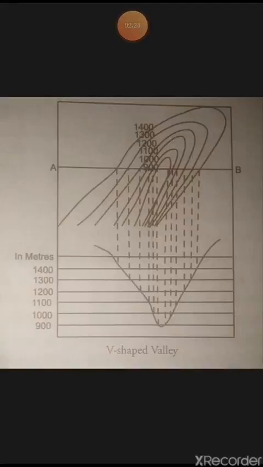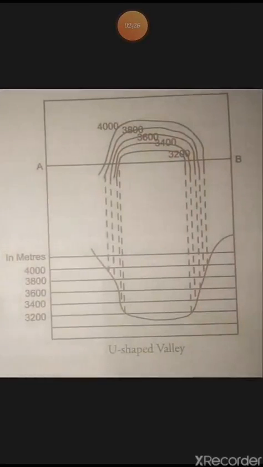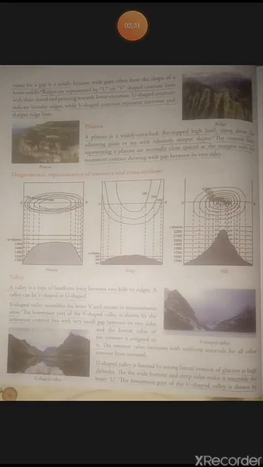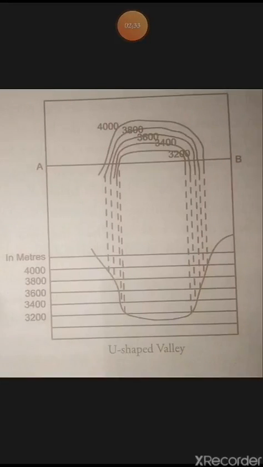Now, a U-shaped valley is formed by strong lateral erosion of glaciers at high altitudes. The flat wide bottom and steep sides make it resemble the letter U. The lowermost part of the U-shaped valley is shown by the innermost contour line with a wide gap between its two sides. The contour value increases with uniform intervals for all other contour lines outward.